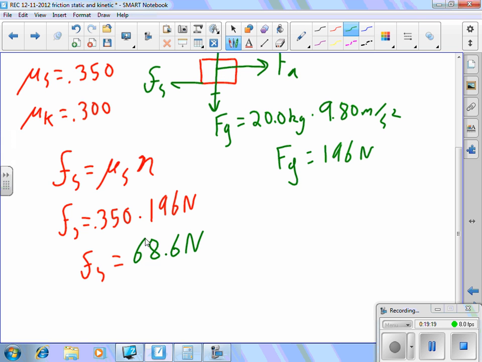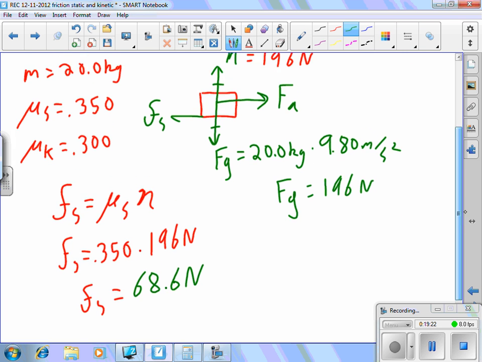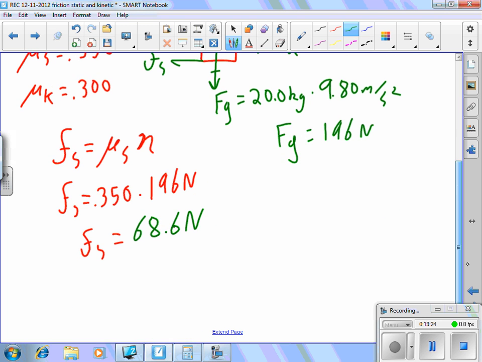So the question was, what is the minimum force needed to move the block? I found the force of static friction. That's not the answer. The minimum force needed to move this is anything greater than 68.6 newtons. Not equal to. If it's equal to, then static friction can resist that. I must apply a force greater than 68.6. Anything greater than static friction, I'll break it.